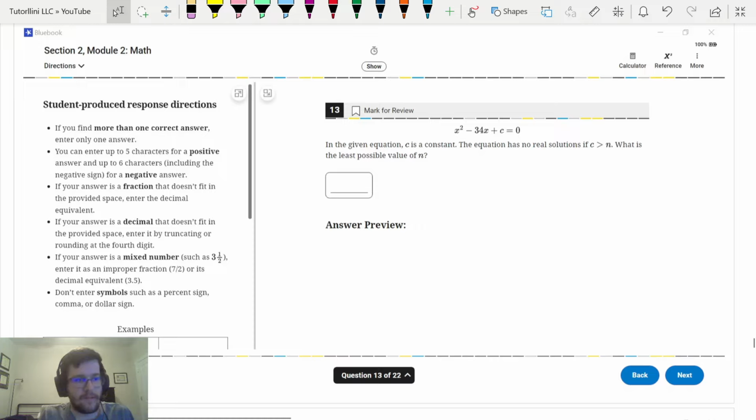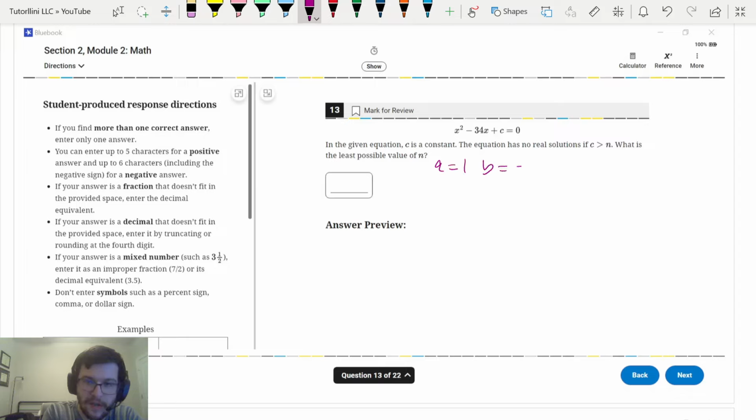Okay, so this is testing us on the discriminant. I just went over this earlier in the video and in the previous videos, so please watch that. If the discriminant is less than 0, there's no real solutions. If the discriminant is equal to 0, there's one real solution. And if the discriminant is greater than 0, there's 2 real solutions. So A is 1, B is negative 34, and C is C.